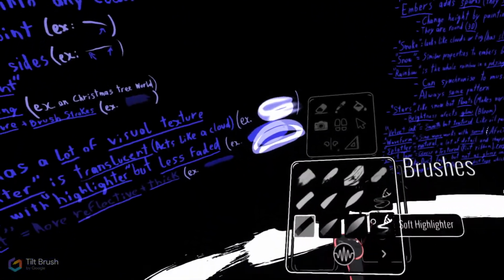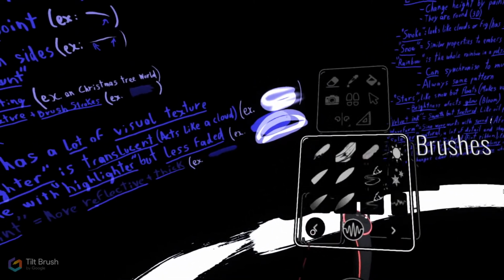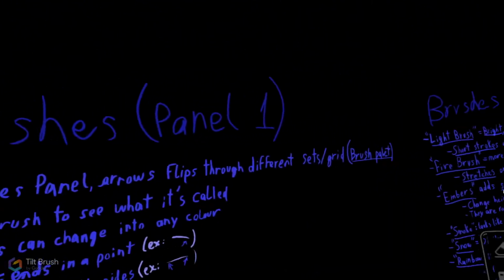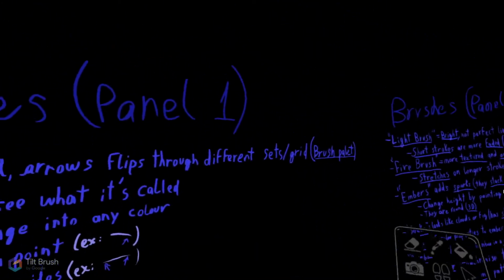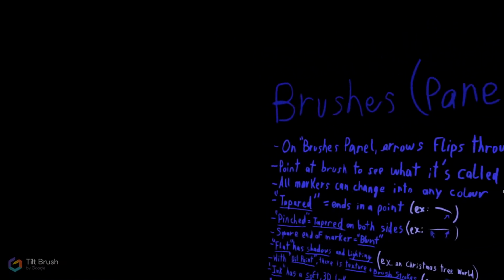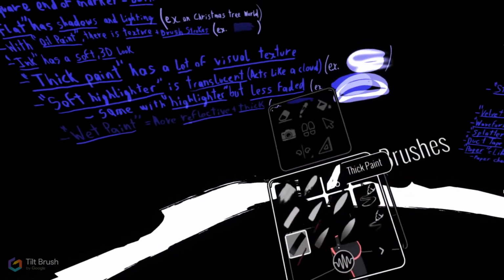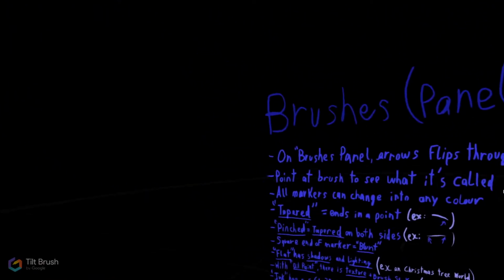or grids. So these are the sets or grids. There are 4 grids, and today we're focusing on the first panel or grid. This is technically called the brush palette. If you point at a brush, the name pops up, which is obviously a useful feature.